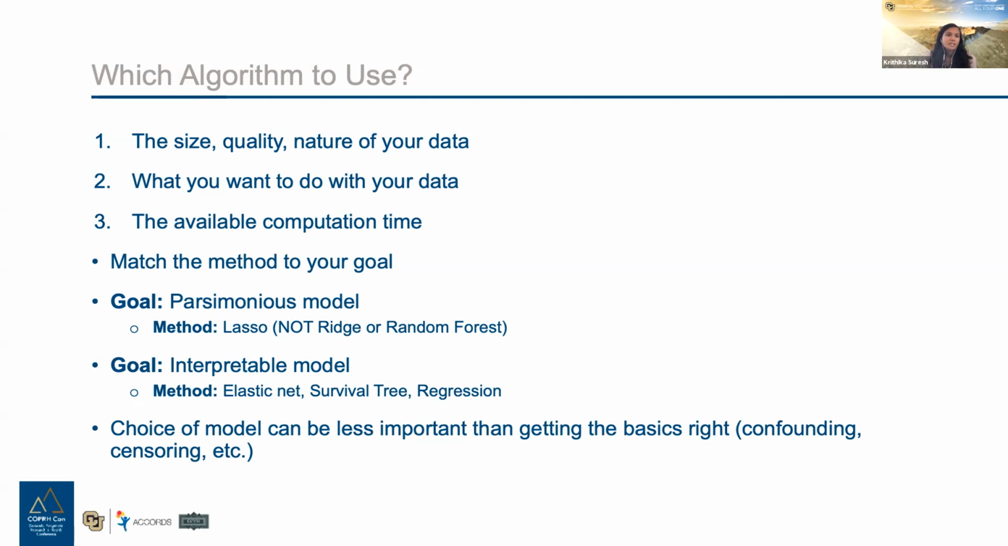So overall, the aim is you want to match your method to your goals. So if you want a parsimonious model, so you don't want to include a lot of predictors, you might want to consider something that performs variable selection, such as the lasso. But if you want a more interpretable model, then maybe you also want to look at some of these regression-based models. So overall, though, the choice of the model might not be as important as getting some of those basics right with your data processing and considering confounders and if there's censoring present, et cetera.